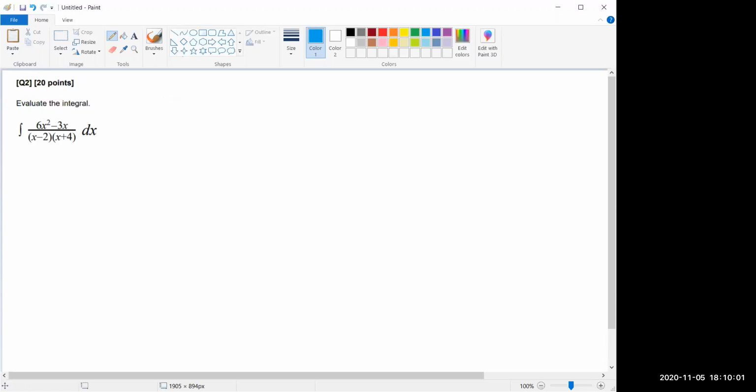The degree in the numerator is 2 because it's x squared. The degree in the denominator is also 2 because you have x times x, which is x squared again.